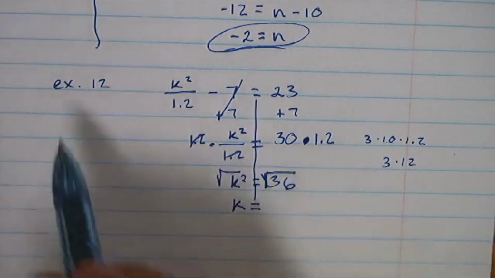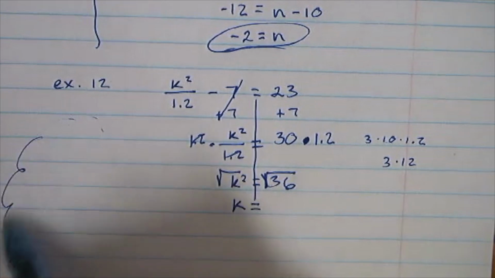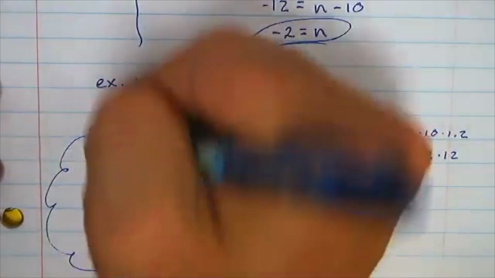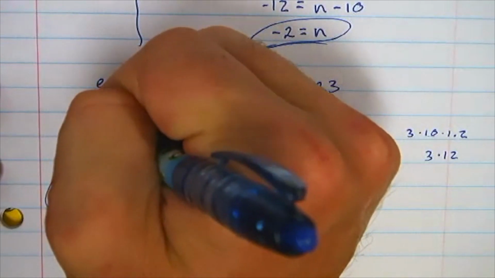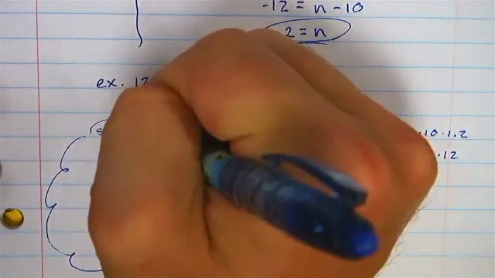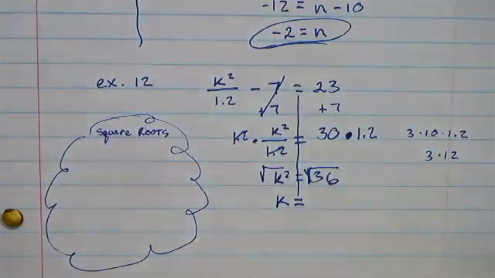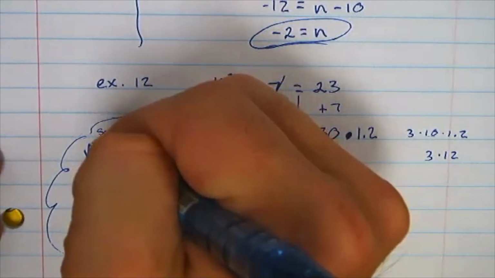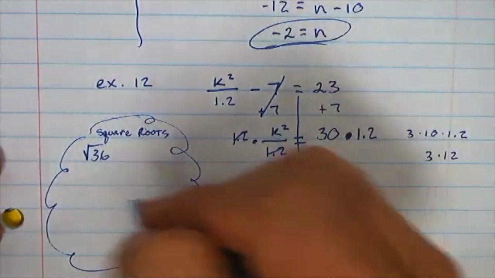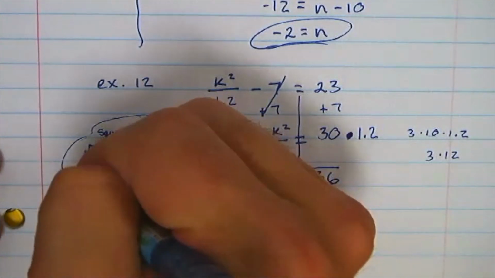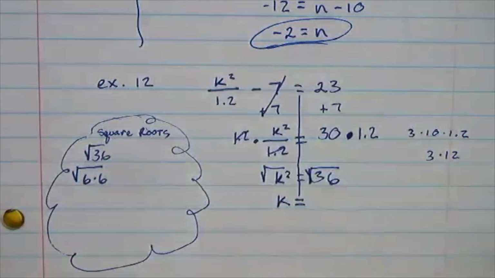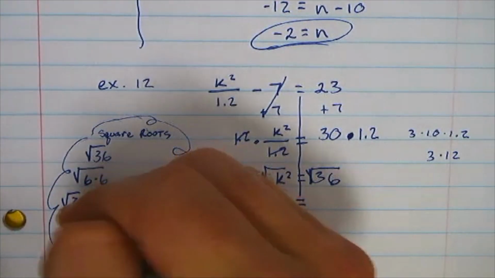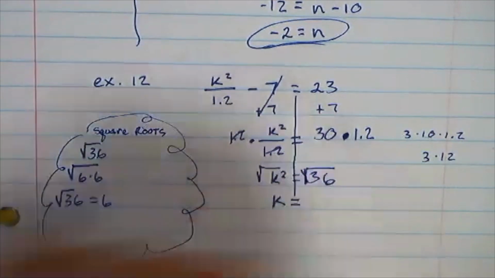And this is where you've got to understand, these are our thought bubbles for square roots. So we could have the square root of 36, and we could say, well, that is 6 times 6, which means the square root of 36 is equal to 6.